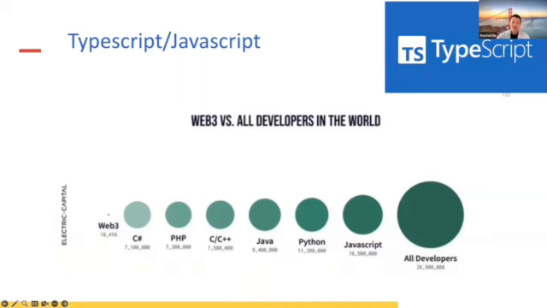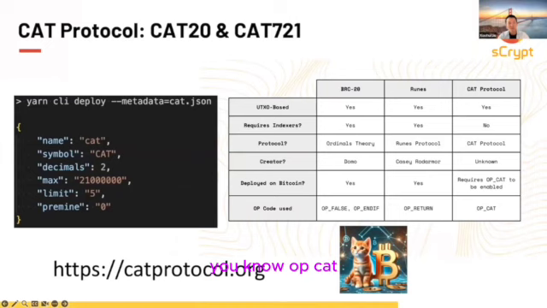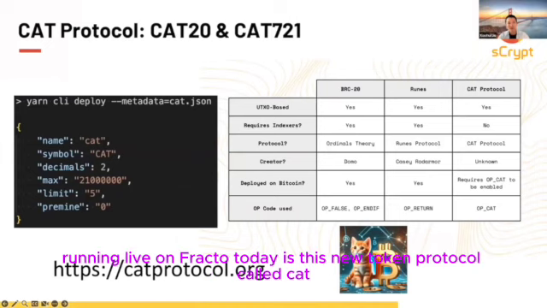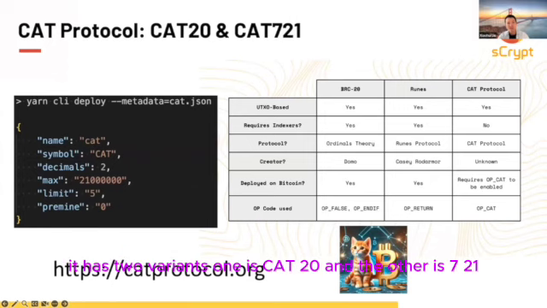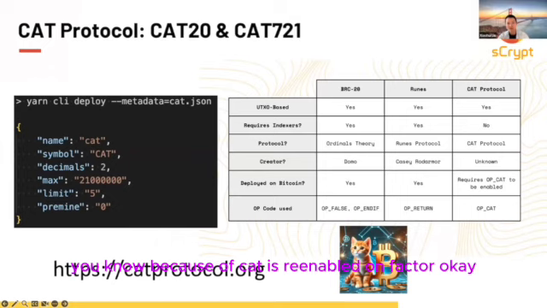I think the most interesting use case of OpCat, running live on Fractal today, is a new token protocol called CAT. It has two variants: CAT 20 and CAT 721. The first is the fungible standard, the other is the non-fungible version. It's a very unique thing that you can only do because OpCat is re-enabled on Fractal.